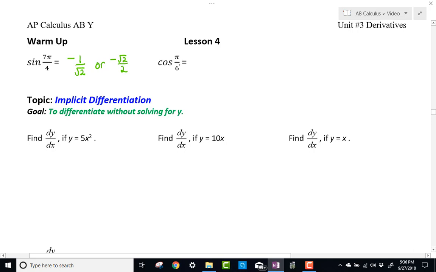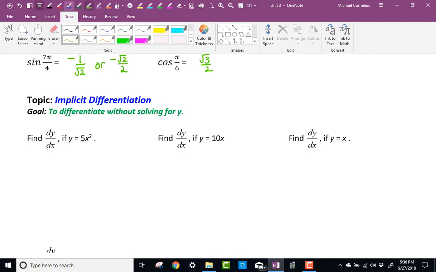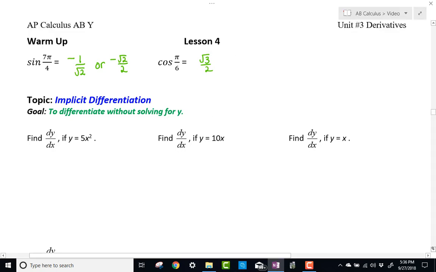All right, cosine of pi over 6 is 30 degrees, so cosine of 30 is going to equal root 3 over 2. Boy, that was easy, wasn't it? Okay, so let's take a look today at what's called implicit differentiation.